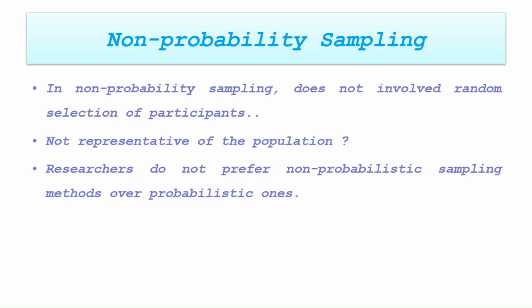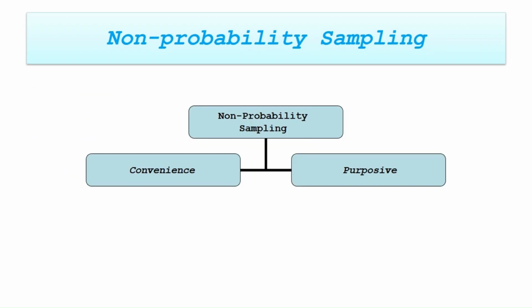Non-probability sampling: it does not involve random selection of participants, and so is not representative of the population. Researchers do not prefer non-probabilistic sampling methods or techniques over probabilistic ones. There are 2 main types of non-probability sampling techniques. The first one is convenience sampling and the second one is purposive sampling.